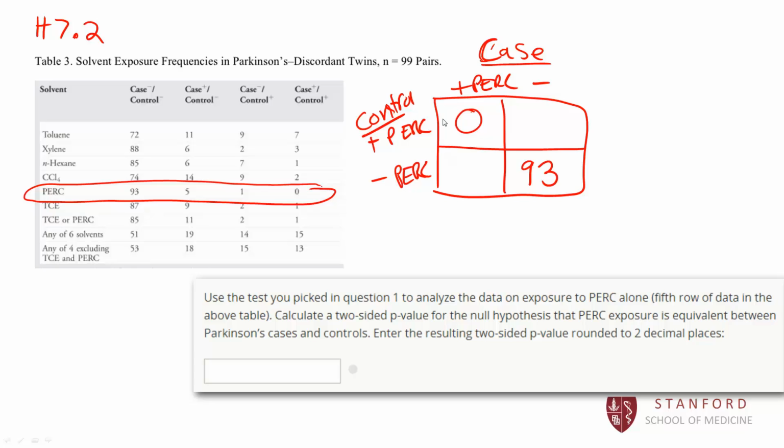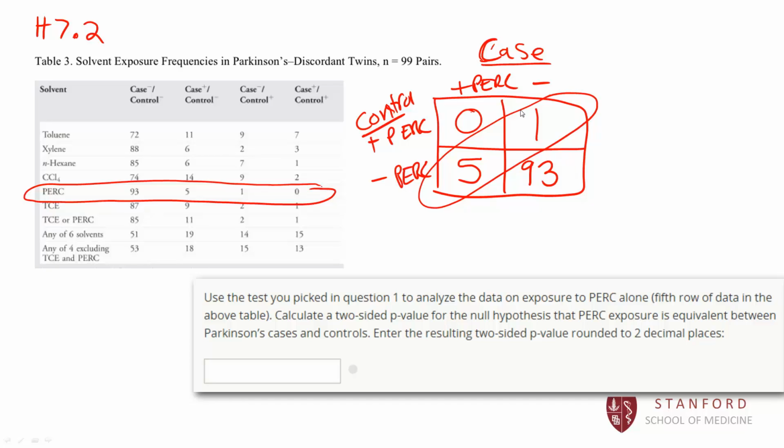However, we did have a couple of pairs where there was discordance. So there were 5 pairs where the case, that is the person with Parkinson's disease, was exposed to this chemical, but the control was not. And we have one case where the opposite was true. The control was exposed to the chemical, but the case was not. It turns out for McNemar's test, the only information that's informative for us here is the discordant pairs. So we have 6 discordant pairs.